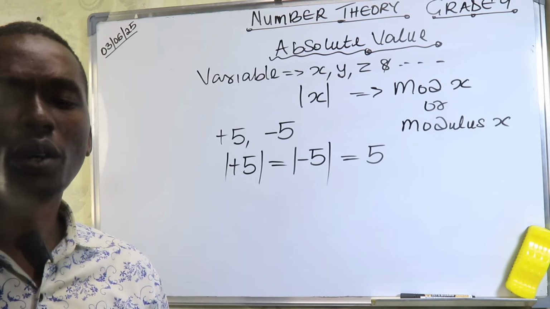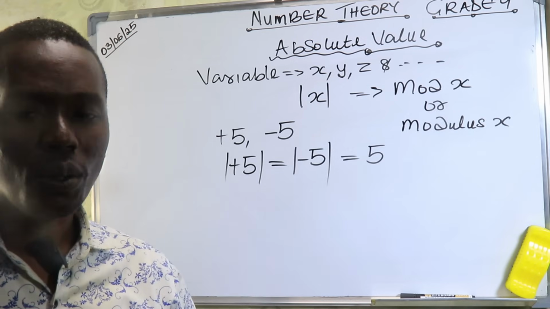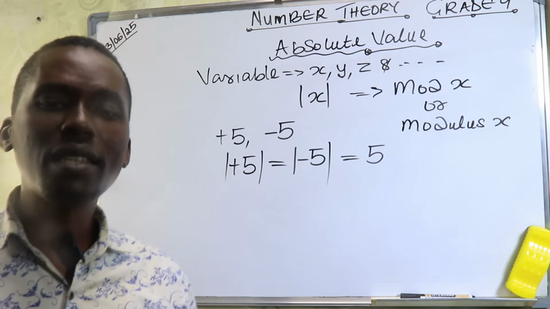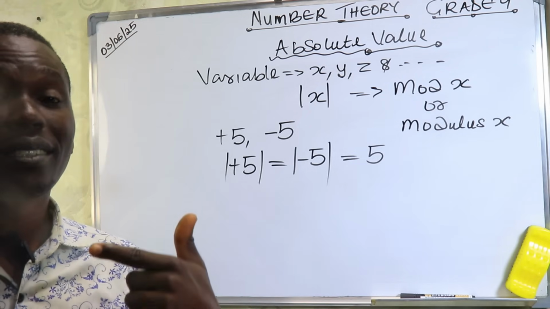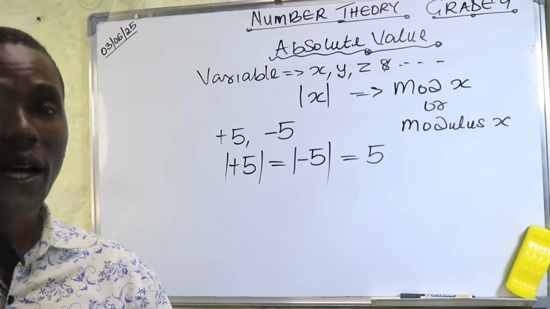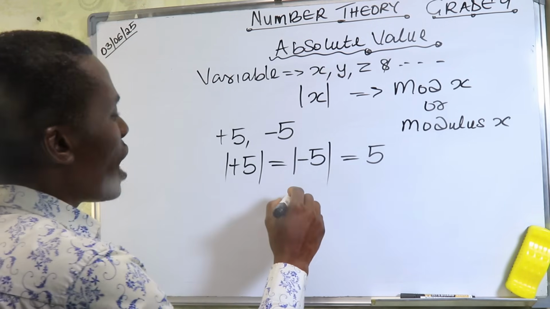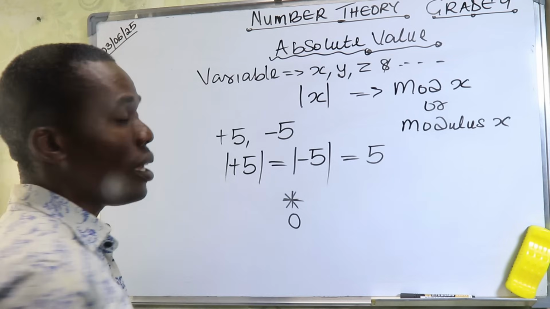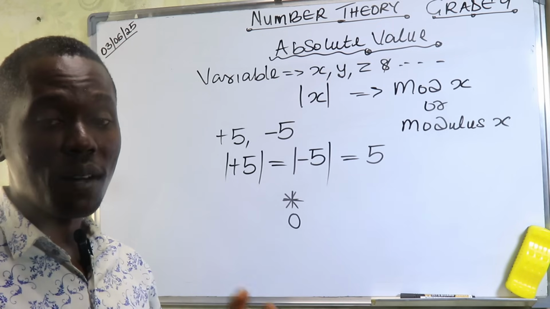So when we talk about absolute value, what actually is absolute value? The absolute value of a number is its distance from the origin, 0. Now that is the absolute value. The absolute value of any number is its distance from the origin, 0.